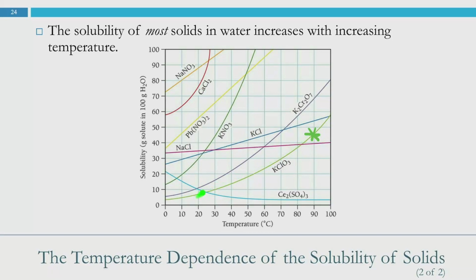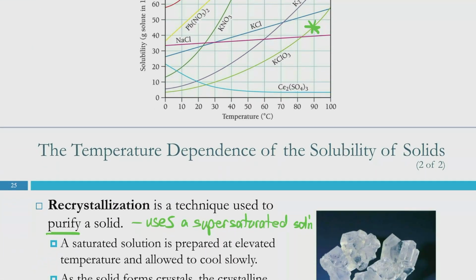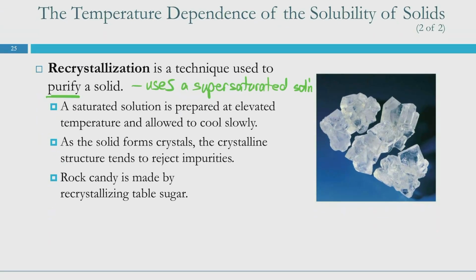So all of that extra is going to come out at some point. If we cool it down slowly enough, that'll give it time to form those crystalline structures, form those nice lattices, and it will tend to exclude water and other things that are dissolved. And so you can end up with a purer substance as a result of recrystallization.